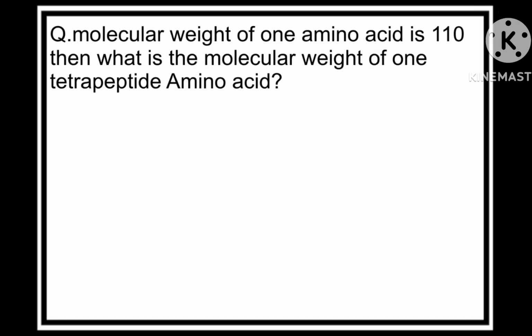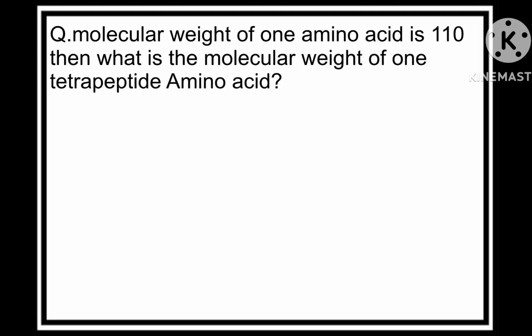Now we have a question. This question has been asked in the Bio Olympiad 2010, 12, 15, 16 and 19 also. It means this question has been asked five times in the Bio Olympiad. So the question is, the molecular weight of one amino acid is 110. Then what is the molecular weight of one tetrapeptide? You know, a tetrapeptide has four amino acids in it. So what will be the molecular weight of it?